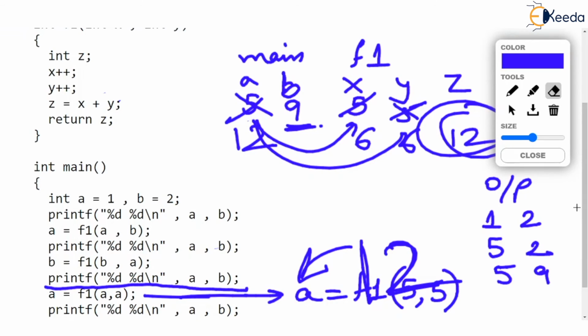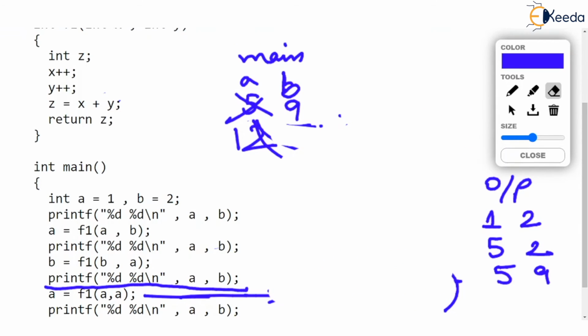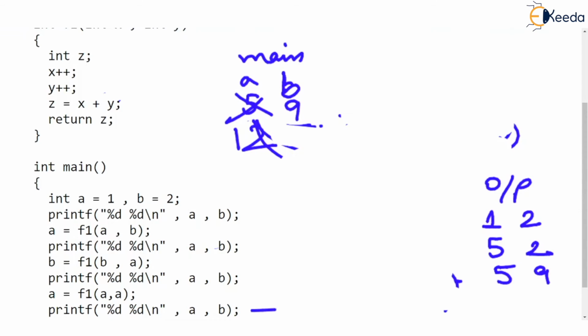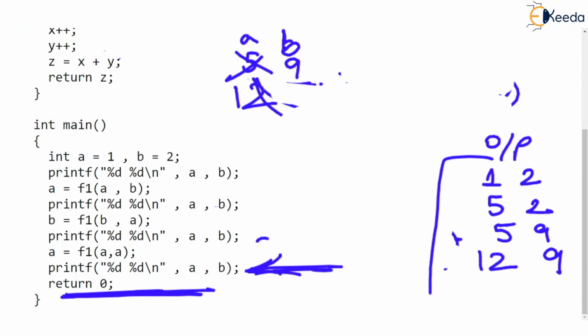Fine. Where A is 12 and B is 9, observe the new values of A and B. And we are back in main now. And in main, after the call, listen, after the call, we are printing A and B. Check the bottom of the screen. Here we are printing A and B, but A is 12 and B is 9. And after that, end of the program. So this is the output.